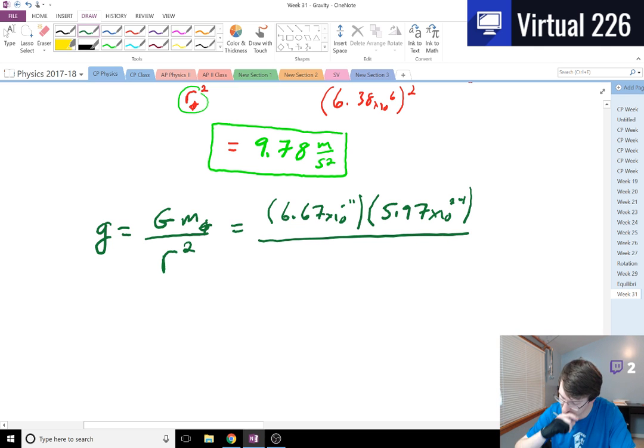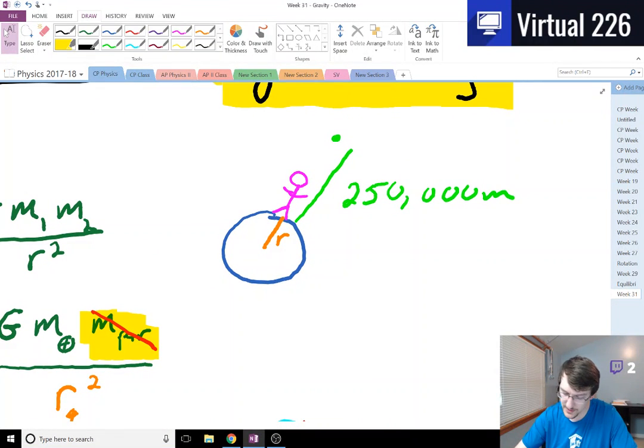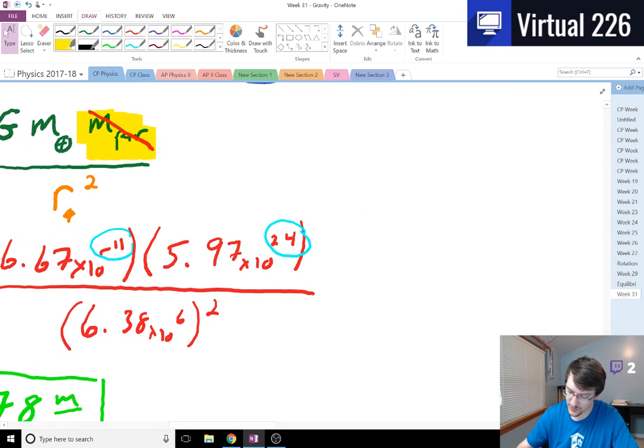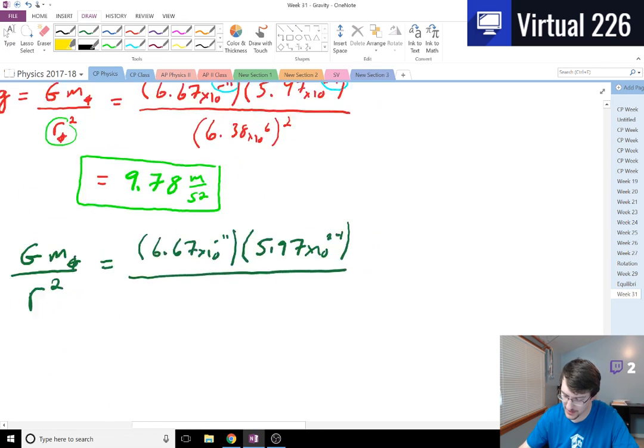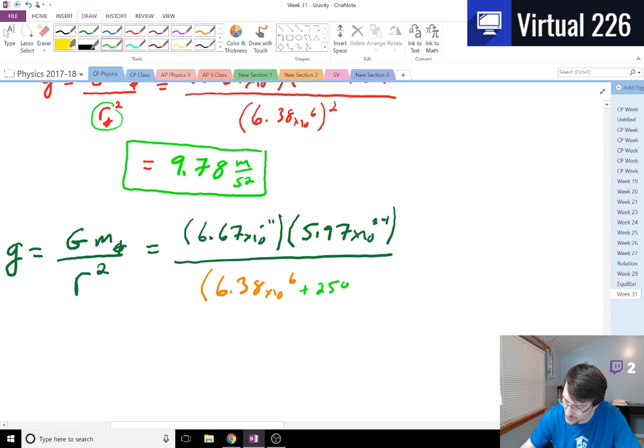But when we divide this, we need to be careful. What we have here is not only the radius of the Earth right here, but we have to add that value to the 250,000 meters, which isn't that much distance, believe it or not, but it needs to be added in, and they both need to be squared. So if we do this, our radius of the Earth, as we said, is 6.38 times 10 to the 6th. We have to add to that 250,000, and then we can square that quantity.